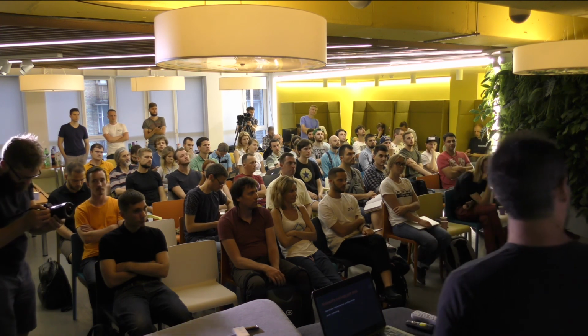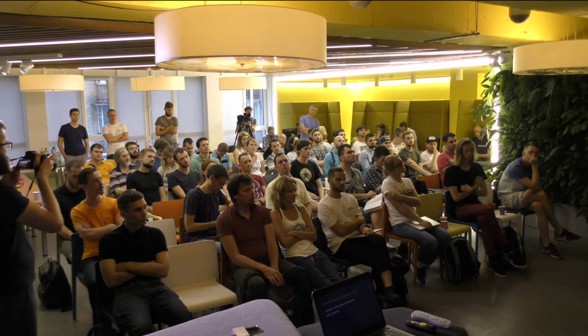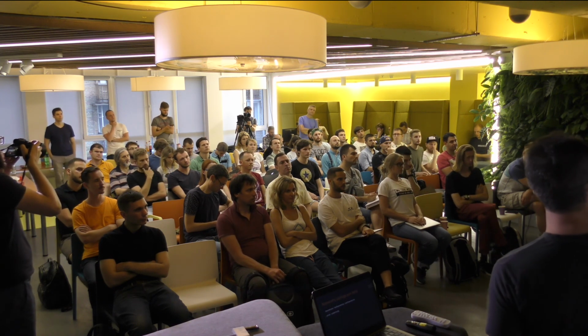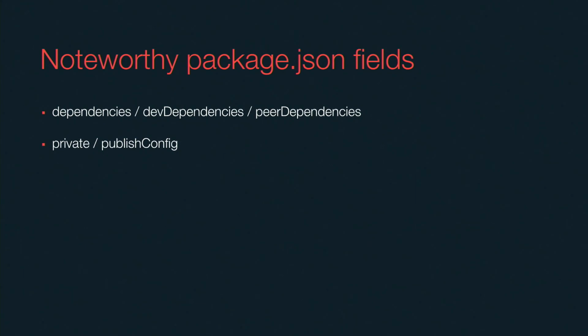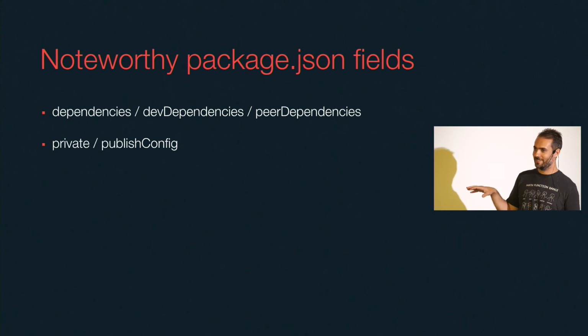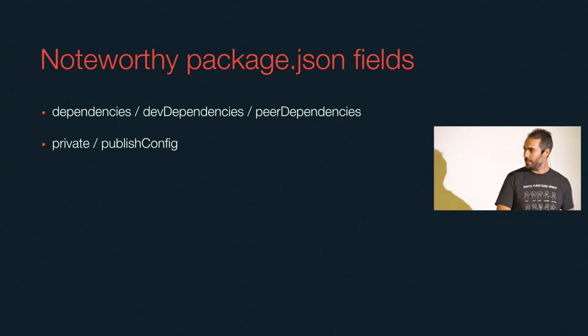Sometimes you develop an app and you really don't want it to be published. It's your private code, right? And then if you accidentally type npm publish in the wrong directory, like in the directory of the app, it will get published. So to prevent it, just put private equals true in your package.json, and it will never be published with that command. It will be an error.